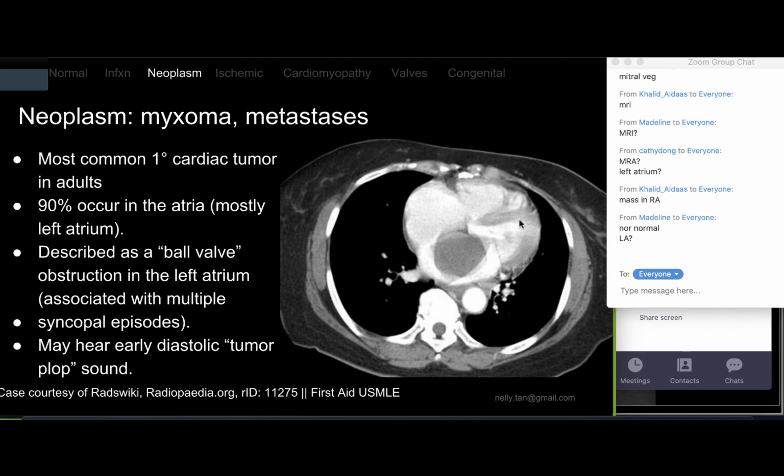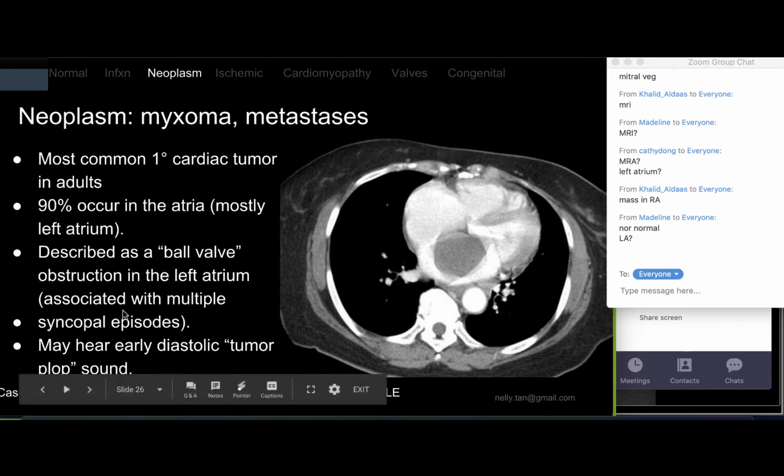septum here. So this is a typical place for a myxoma. And the problem, it's a benign tumor, but the problem is that it can get in the way of, right? Because it's right next to the mitral valve. So it can obstruct flow into the left ventricle. So it's really just the ball valve effect that it has, which can lead to syncopal episodes.